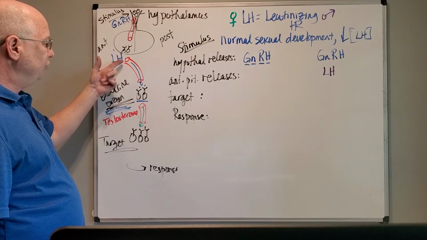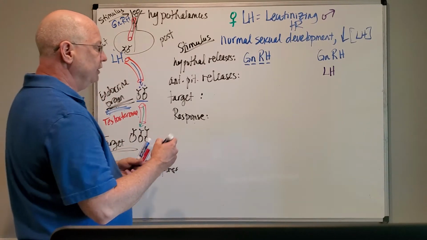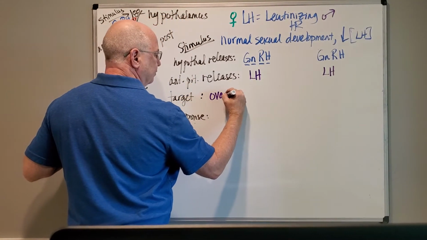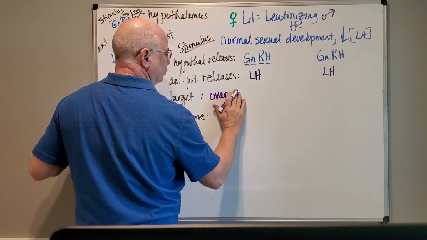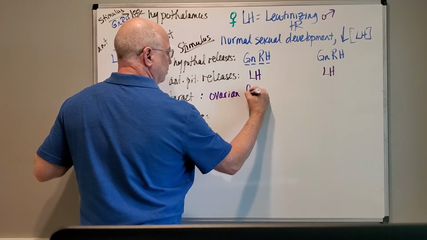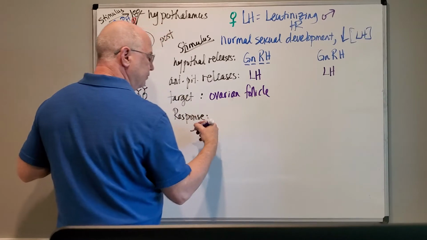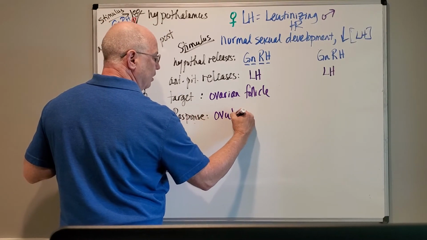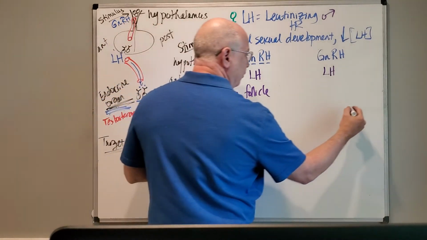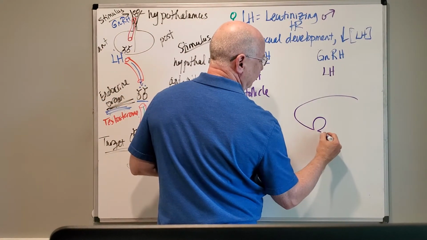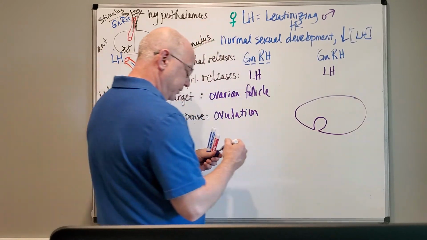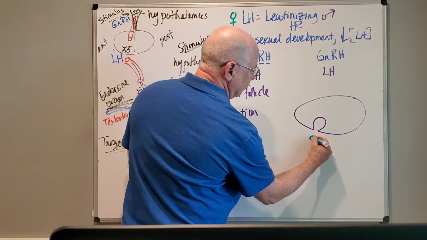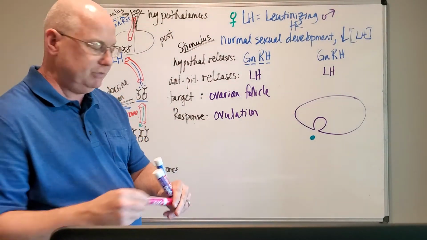Luteinizing hormone from the anterior pituitary is going to target the ovarian follicle. But this time the response is going to be two things. First, it's going to result in ovulation. So in the ovary, that follicle will fuse with the edge of the ovary and it will release the oocyte. And that release is called ovulation.